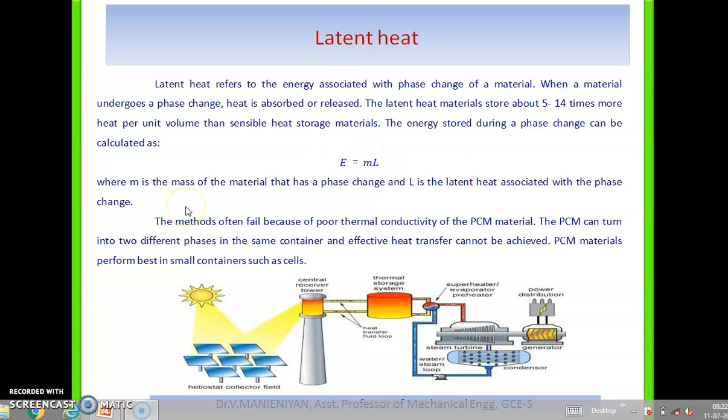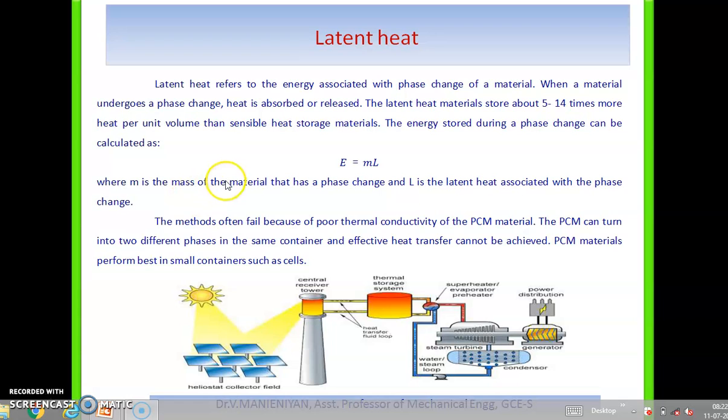where m is the mass of the material that undergoes the phase change and L is the latent heat associated with the phase change. This method often fails because of the poor thermal conductivity of PCM materials, that is, phase changing materials. They can turn into two different phases within the container, so effective heat transfer cannot be achieved. Phase changing materials perform best in small containers such as cells.